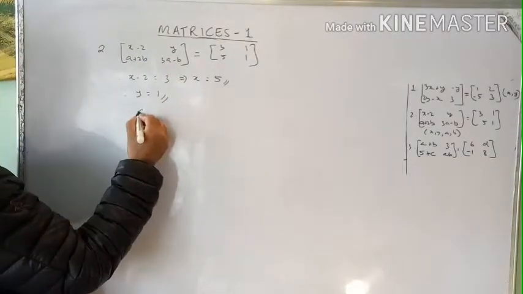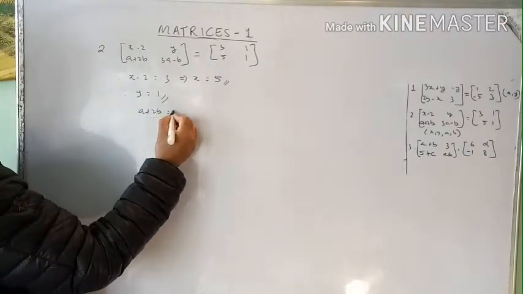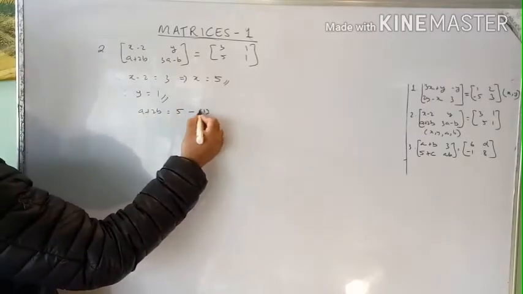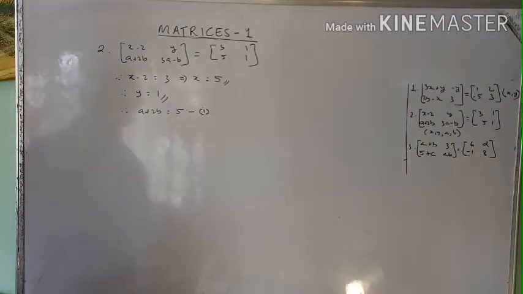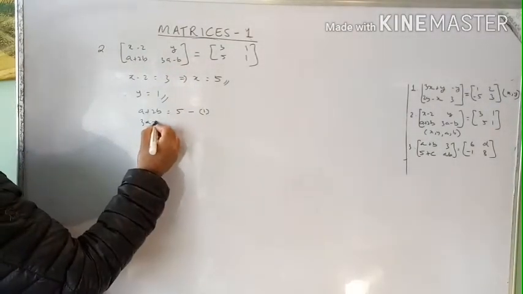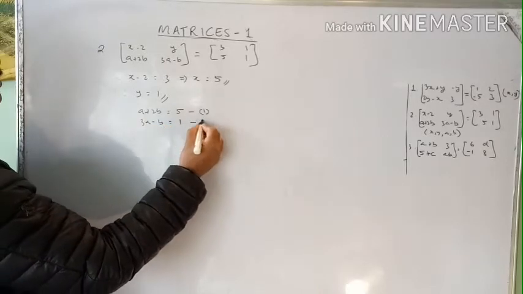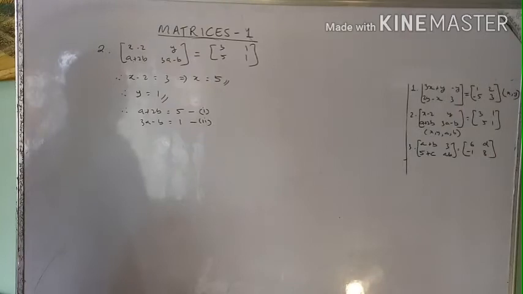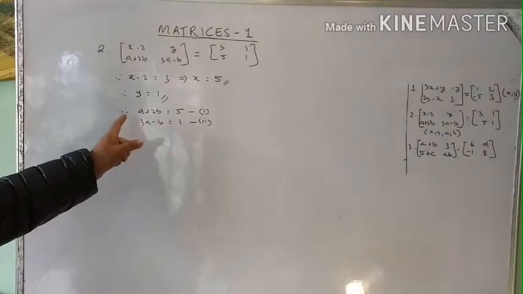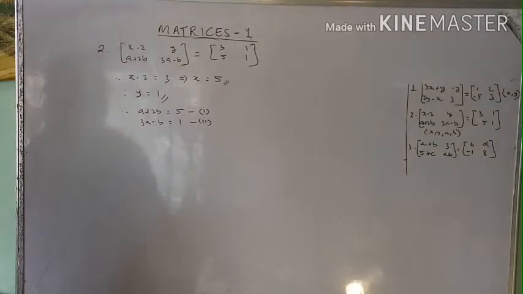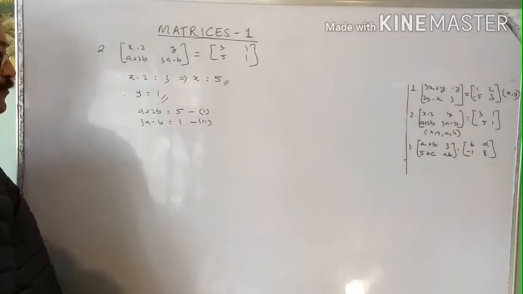Now the third one, a plus 2b is equal to 5. Here there are two variables, so we cannot find the value of a or b. So we call this equation number 1. And 3a minus b equal to 1, equation number 2. Here also we have two variables. Now we have got two equations in two variables, a and b. Now we'll solve simultaneously by using any method.